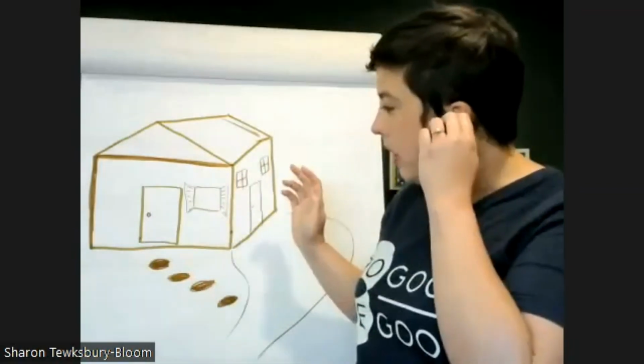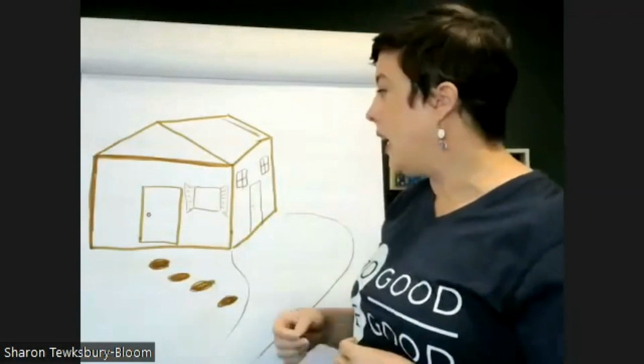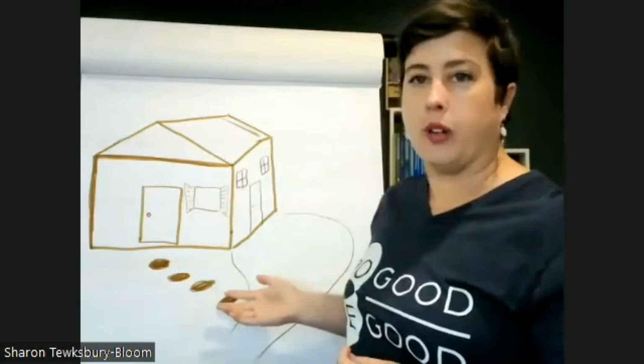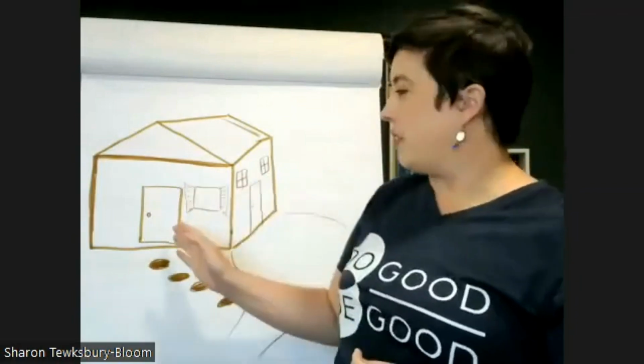You want to think about, do you have clear directions to give people who are coming to your house for the first time? And when they arrive at your house, is it clear how to actually get into your house? What is the front door?